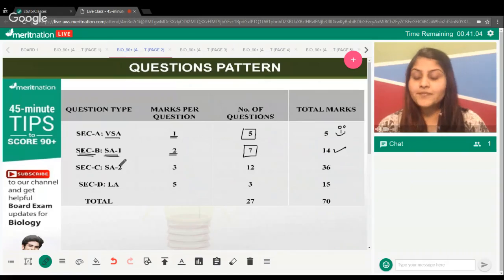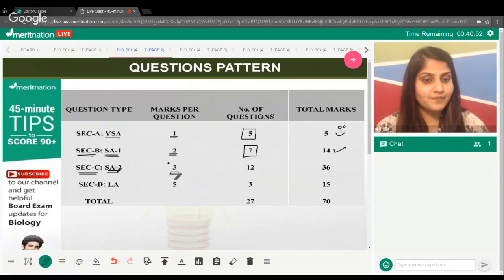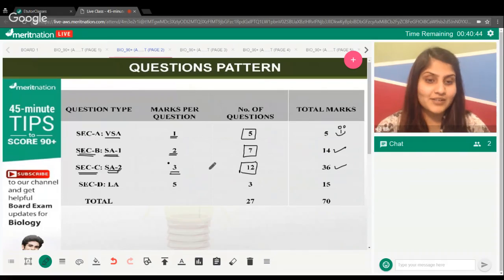Then we have section C. Section C also has short answer type questions, but here the marks have increased. In section C, you have 3 marks each, and the number of questions will be 12, which gives you 36 marks in all.